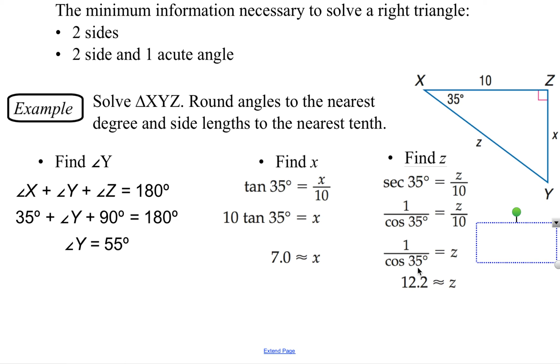The way you're going to plug this in on your calculator is you're going to take the cosine of 35 degrees and then hit enter, and then hit that x to the minus 1 button that I talked about in the last slide. And then that will give you the secant of 35 degrees, but then you have to multiply that by 10. So I believe 12.2 is the correct answer. If it isn't, let me know in class and we'll take a look at that.